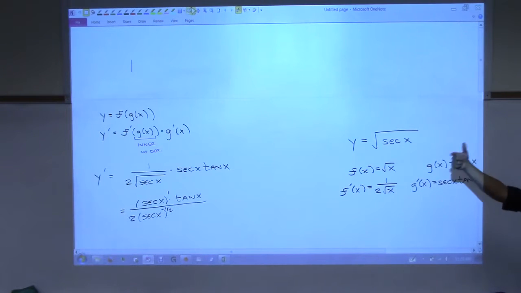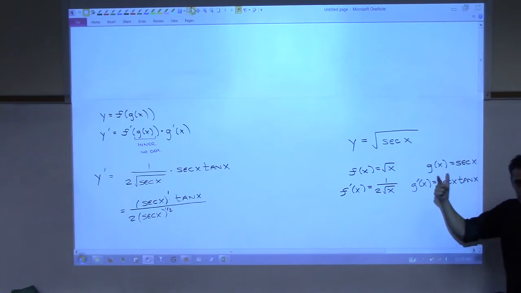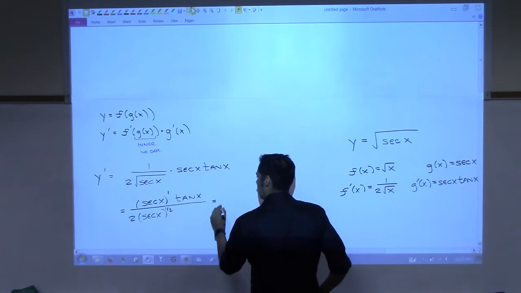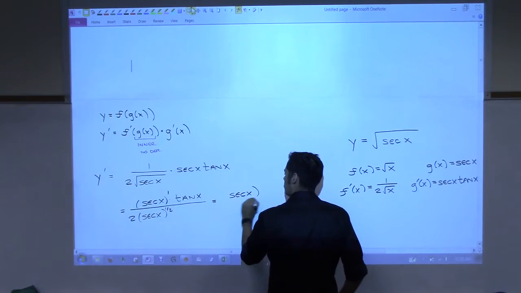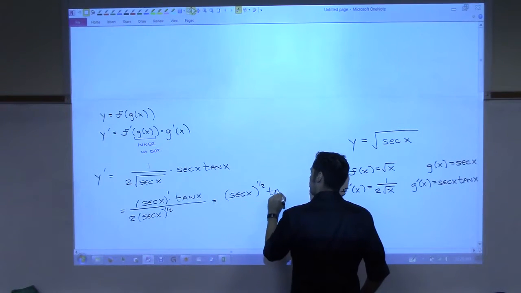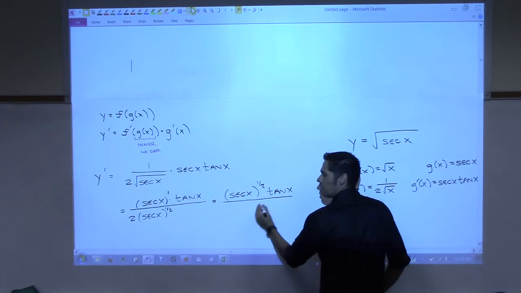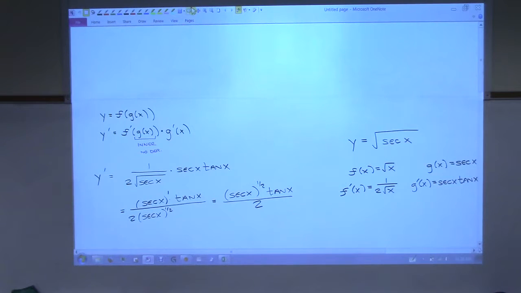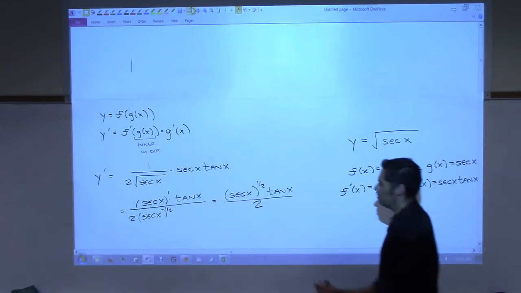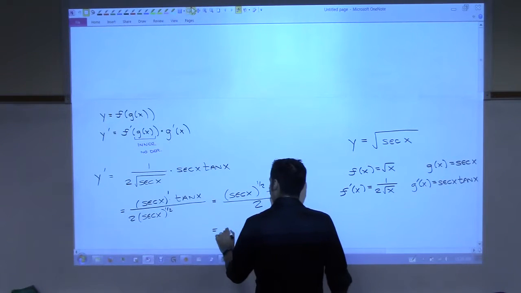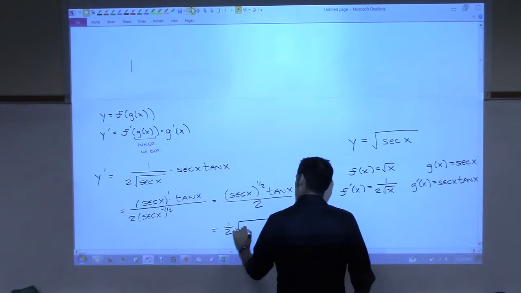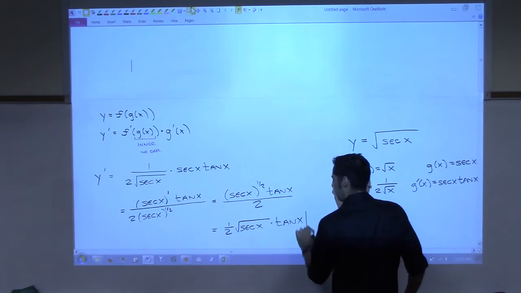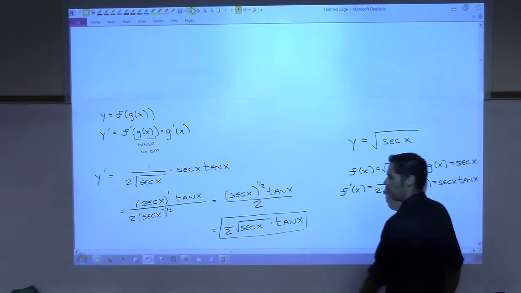Positive 1/2, because you're doing 1 take away a half. 1 take away a half, and that would be 1/2, wouldn't it? So this should turn out to be secant x to the 1/2 times tangent x all over 2. Do you all see that? And what is secant x to the half? That's really just square root. And this 2 down here, I can write it like this. That's most likely what the back of the book would have.